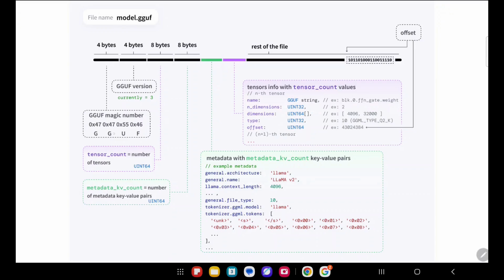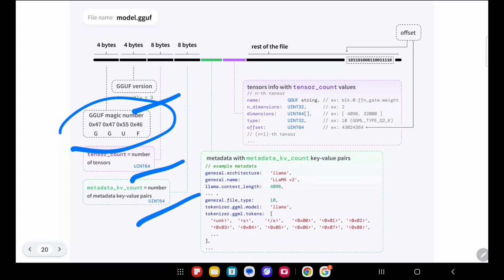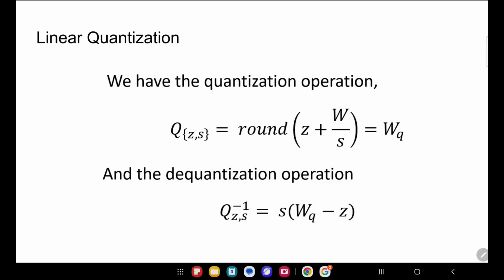So this is sort of how the GGUF model weights are laid out. The first 4 bytes are the GGUF magic number. Then the next 4 bytes are the GGUF version. The next 8 bytes are the tensor count. The next 8 bytes are the metadata KV count. Then we have the various metadata key-value pairs, and then the rest of the file is the tensor values. The quantization in GGUF is based on linear quantization.